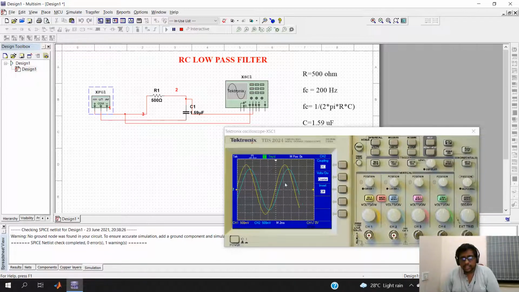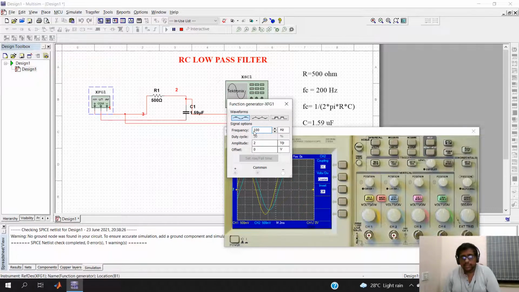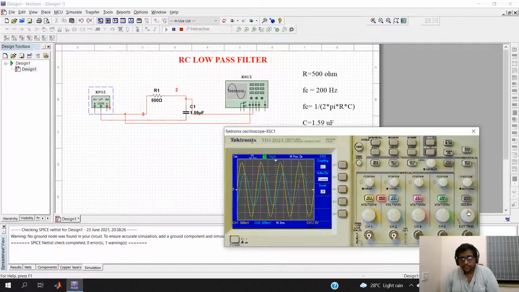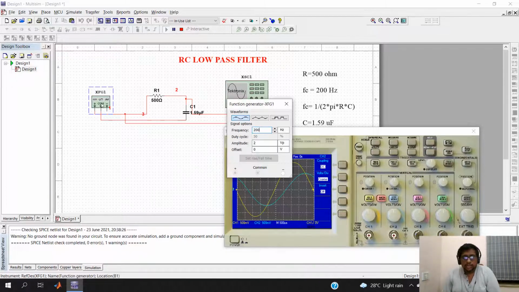Okay. Now again, you can see that the magnitude is slightly decreased, but the signal has not attenuated much. Again, I'll increase the frequency to 200. That is the cutoff frequency. You can see that there is a decrease in the gain between the input as well as the output, and there is a slight increase in the phase shift. Now above this 200, for every decade rise in the frequency, your gain will also reduce.